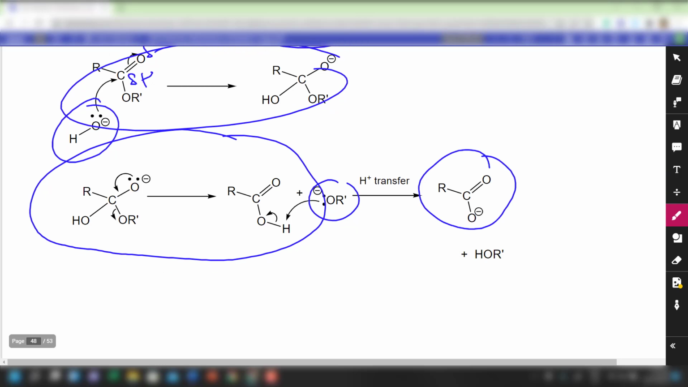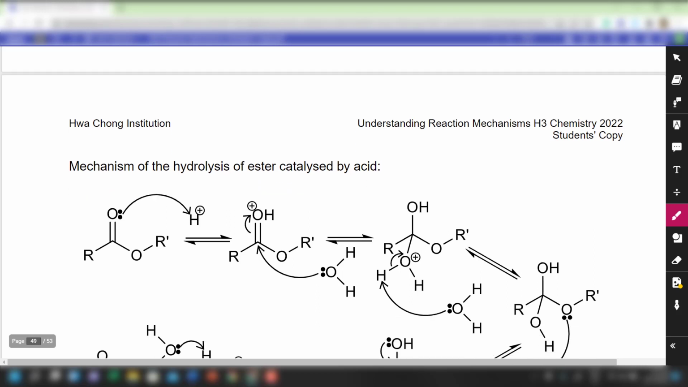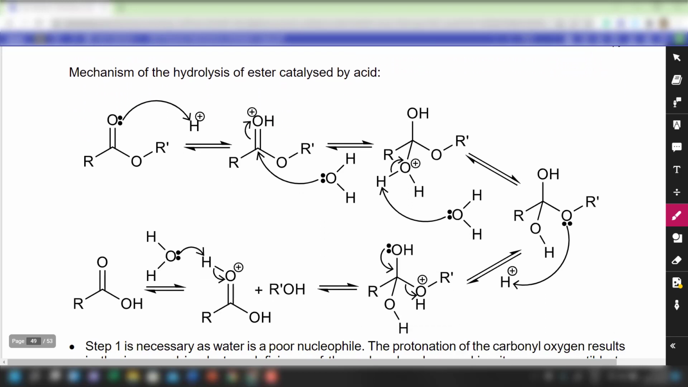Yeah, okay. Then I'm going to move on to the mechanism for the hydrolysis of ester catalyzed by acid. Yeah, I think we have discussed this, especially I think this is the answer to activity 6 question 14 last part, which is on the formation of ester. So in our case here is the acidic hydrolysis of ester.